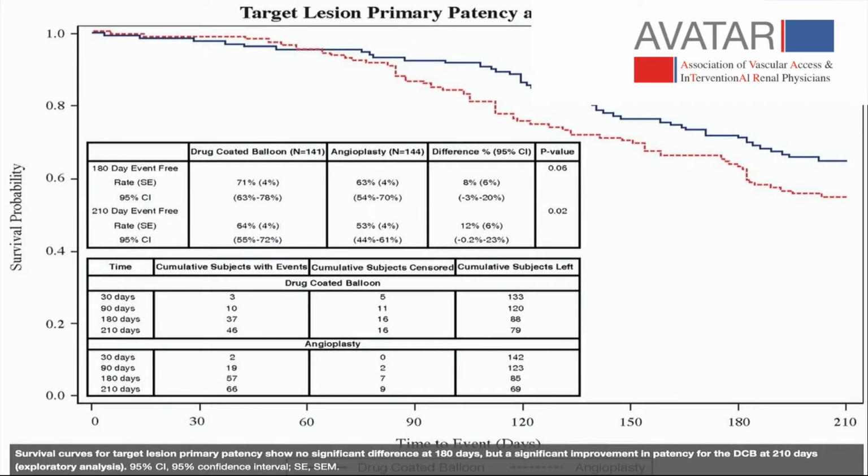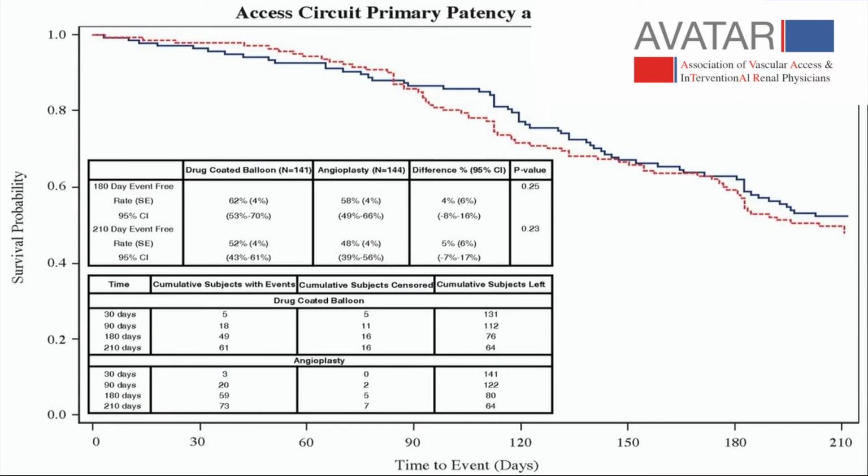If you only look at the target lesion primary patency at 30 days, the conventional versus the drug-eluting balloon did not have any difference. At 90 days, 3 months, there was also no difference. At 180 days, there was a not statistically significant difference, with the drug-eluting balloons showing a little better patency at the target lesions compared to conventional angioplasty, and at 210 days it was statistically significant.